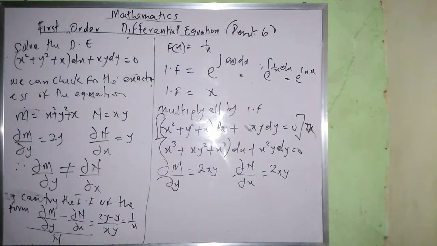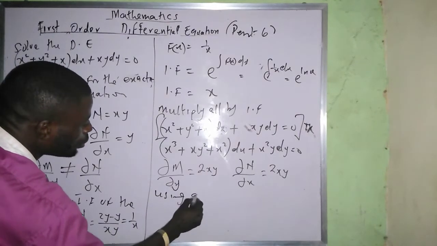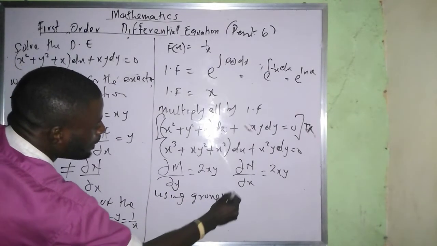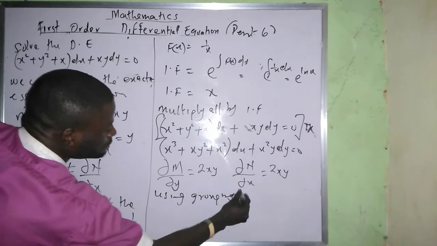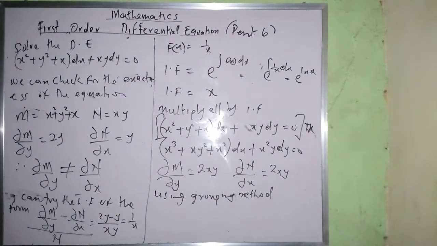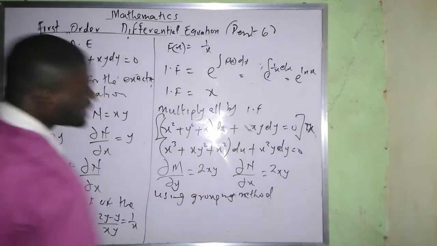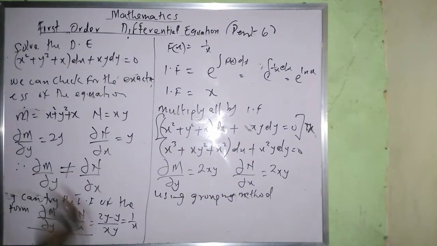Since I have 2xy on both sides, the equation has become exact now. In part 5 I explained exact equations. How do I run through my exact equation? I have three methods of solving them: the comparison method, the grouping method. Now I can answer using the grouping method, since this is equal to this. Therefore, the exact equation is allowed.